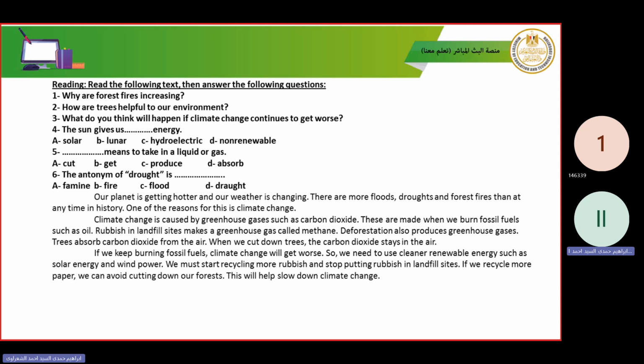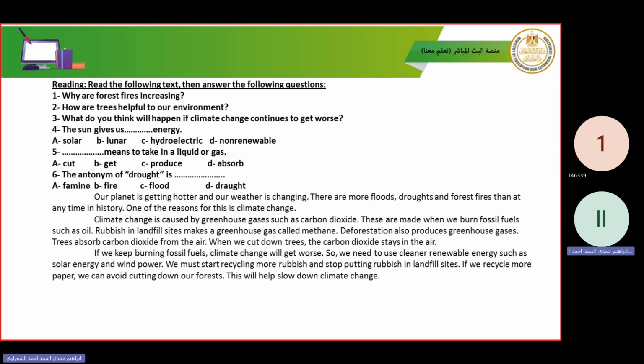If we keep burning fossil fuels, climate change will get worse. So we need to use cleaner renewable energy such as solar energy and wind power. We must start recycling more rubbish and stop putting rubbish in landfill sites. If we recycle more paper, we can avoid cutting down our forests. This will help slow down climate change.